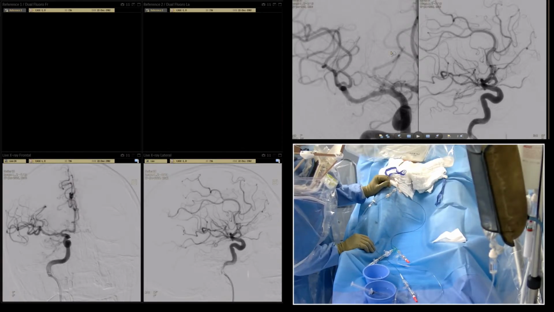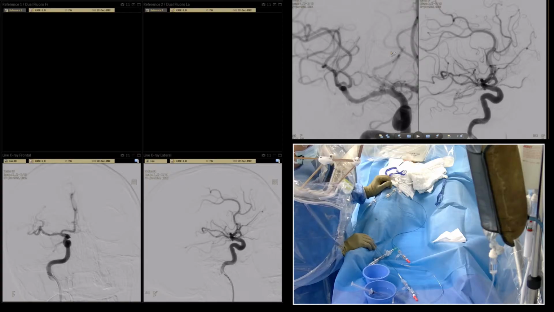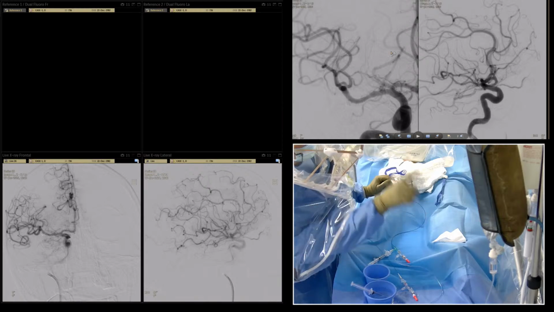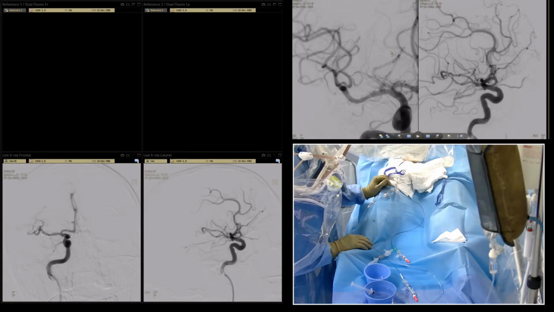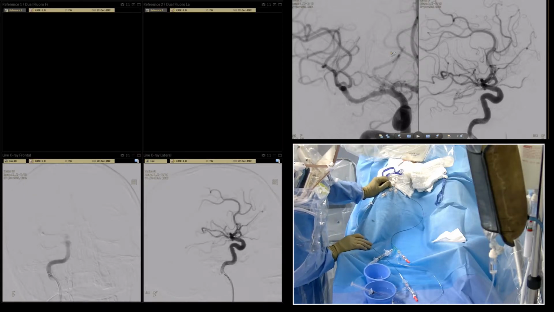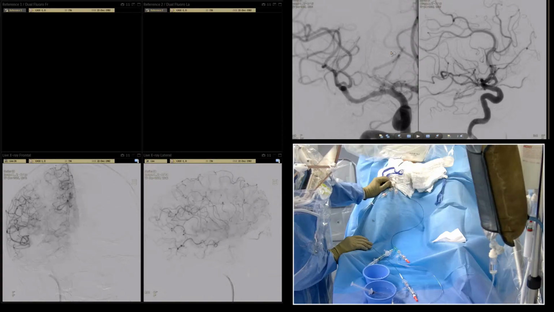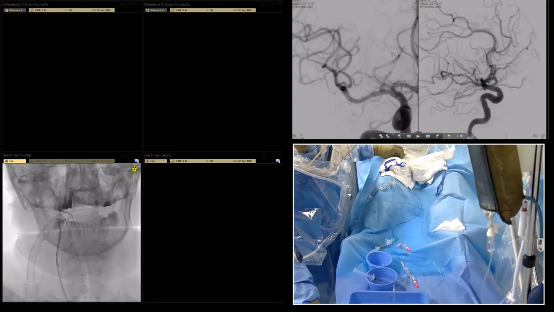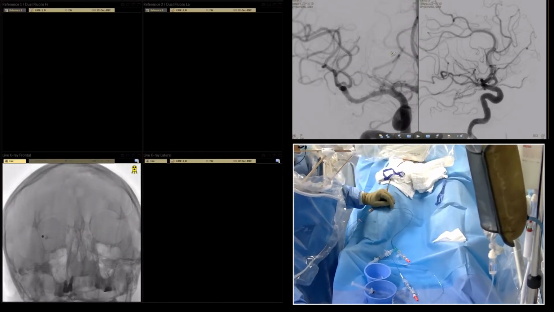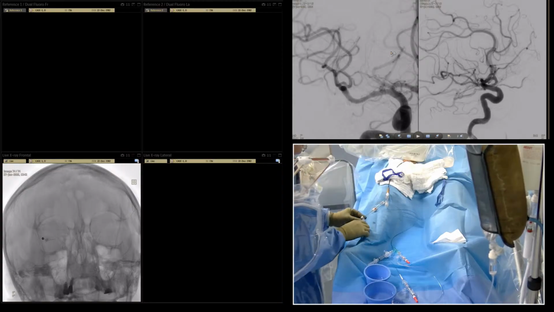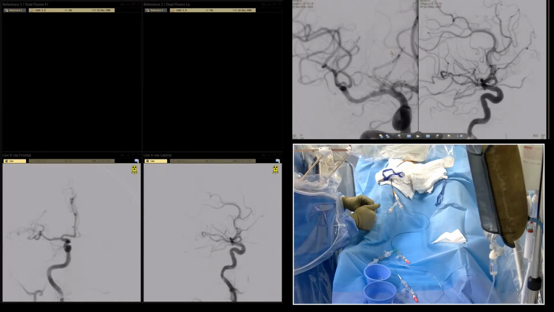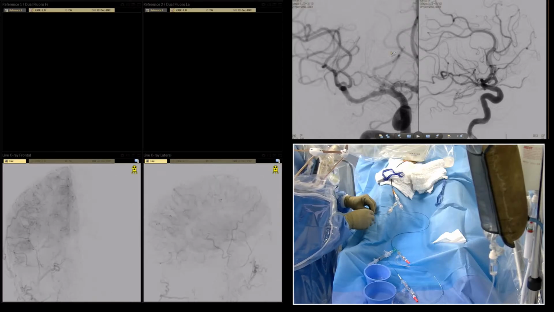Yes, the striatal territory is safe. The opercular branch territory is functional. Everything is okay. No occlusion. Yes, it's okay. Now we can move from this territory. I will take it a little bit back and do one more time to exclude any kind of emboli. Yes, everything is okay.